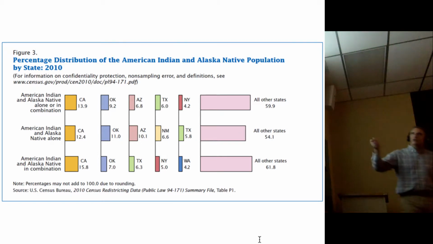Anyway, so Oklahoma, California, of course, Arizona, and if we look at this top one here, you'll see the rankings here. Now, Texas is kind of interesting, isn't it? What do you suppose is going on here?